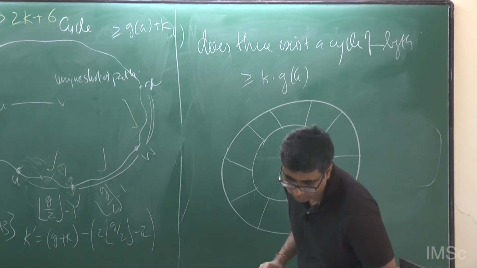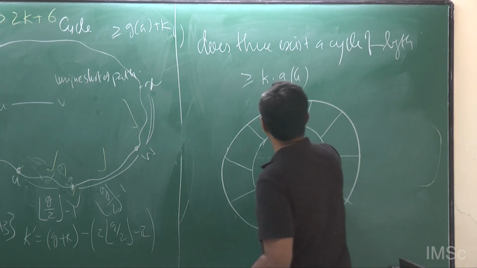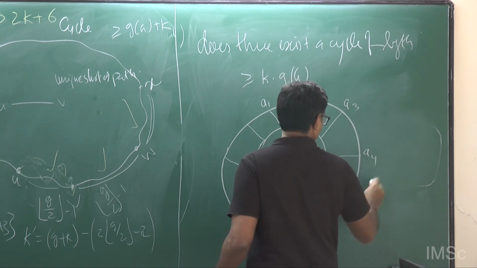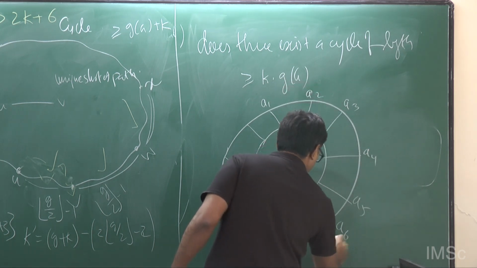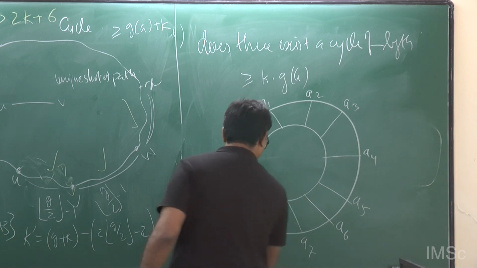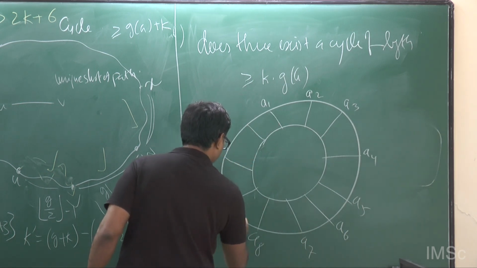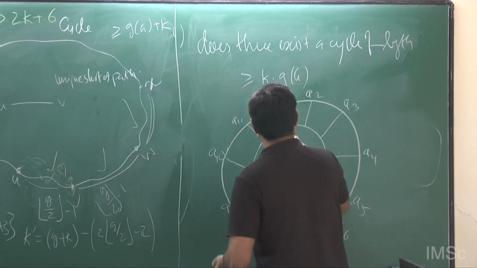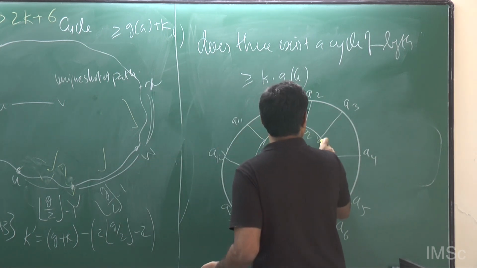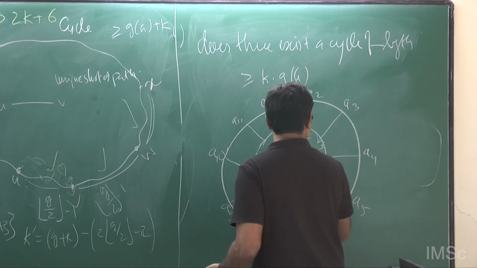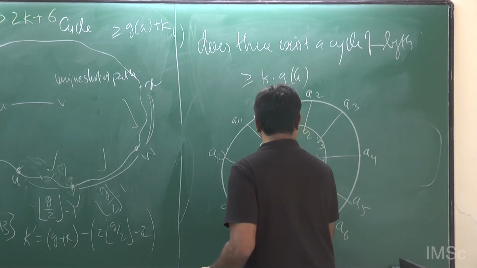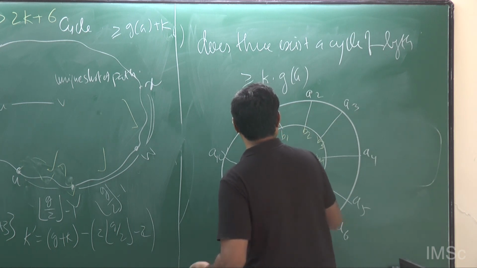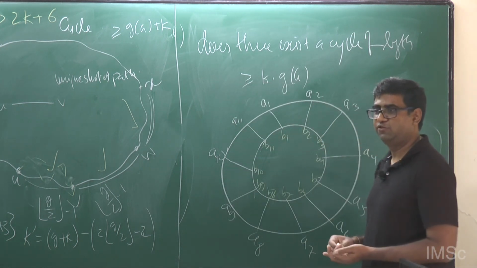Okay, let's give them some names. This will finish my proof, don't worry. Okay, how many vertex disjoint cycles do you see?